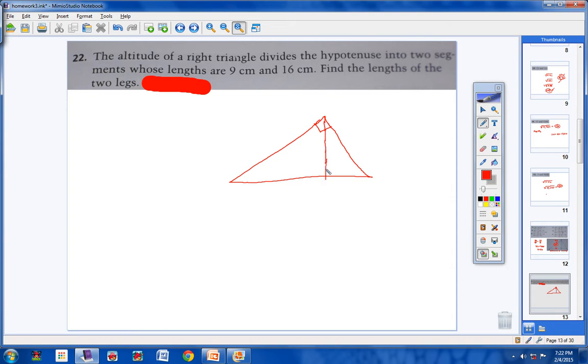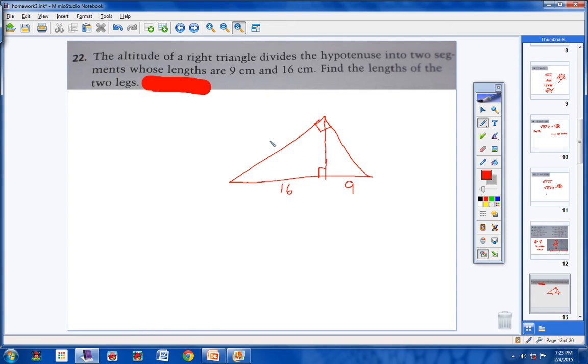There's my right angle right there. And let's see. An altitude is drawn that divides the hypotenuse into two segments, 9 and 16. Well, I could put 9 here and 16 here, but it's obvious this segment over here is longer, so I'll put 16 here and 9 here. Okay, now here's what they want us to find. They want us to find the length of the two legs.